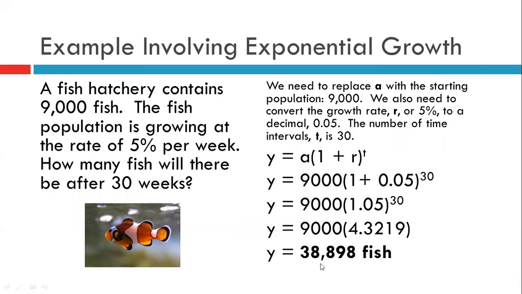As you can see, I've rounded this off to a whole number because fish come in whole numbers. This is a population. Whether it be fish or people, whenever there's a population, you want to use whole numbers. We don't want to talk about half a fish or something like that.